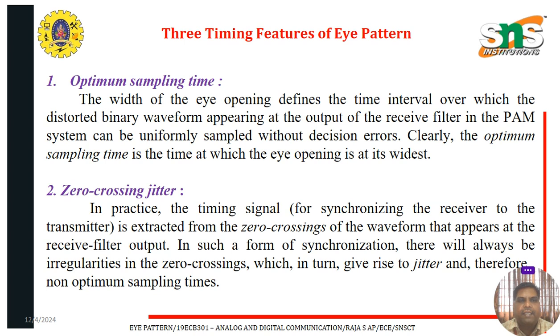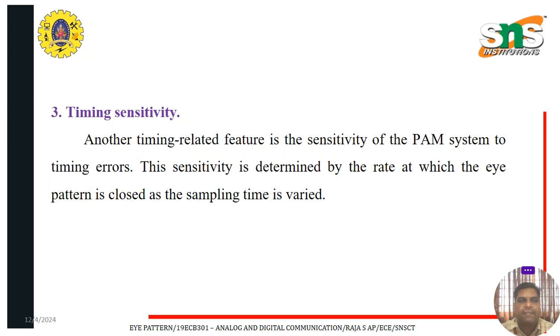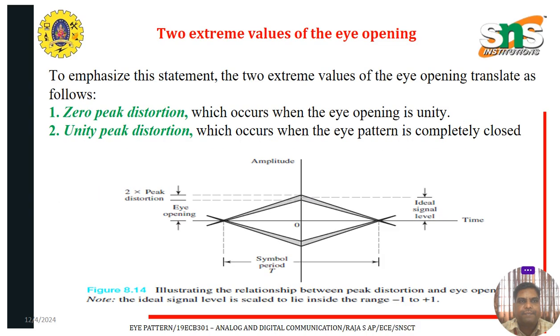Zero crossing jitter. In practice, the timing signal for synchronizing the receiver to the transmitter is extracted from the zero crossings of the waveform that appears at the receive filter output. In such a form of synchronization, there will always be irregularities in the zero crossings, which in turn give rise to jitter and therefore non-optimum sampling times. Timing sensitivity. Another timing related feature is the sensitivity of a PAM system to timing errors. This sensitivity is determined by the rate at which the eye pattern is closed as the sampling time is varied.